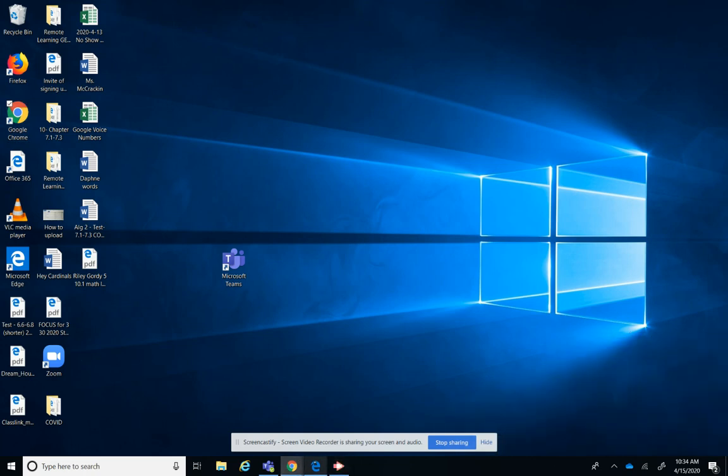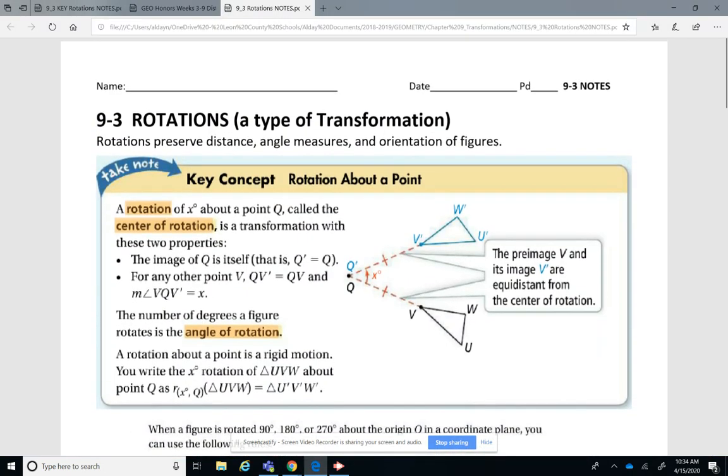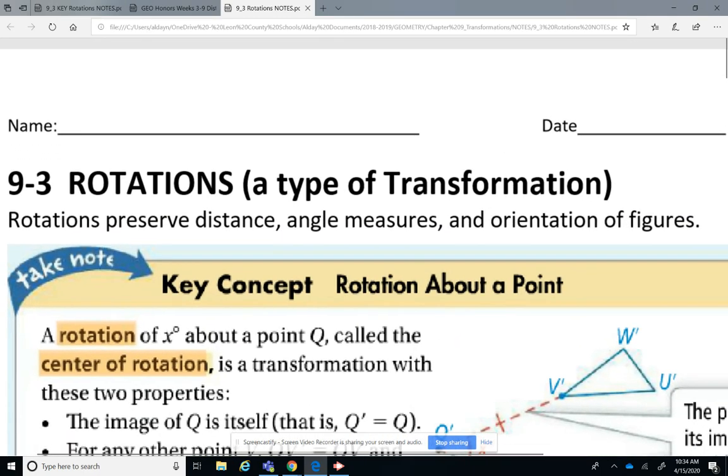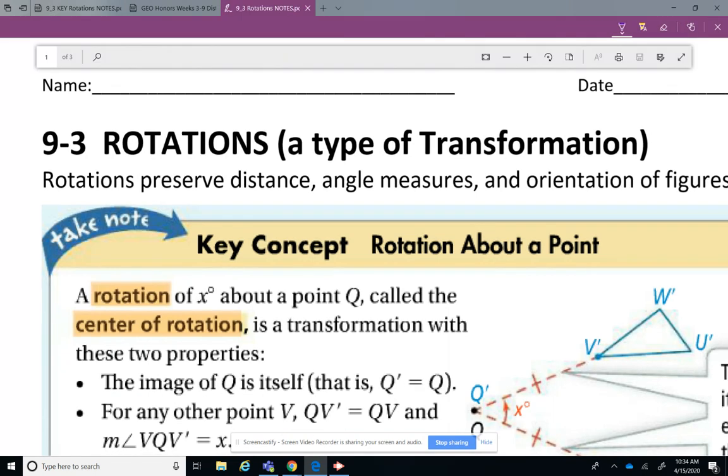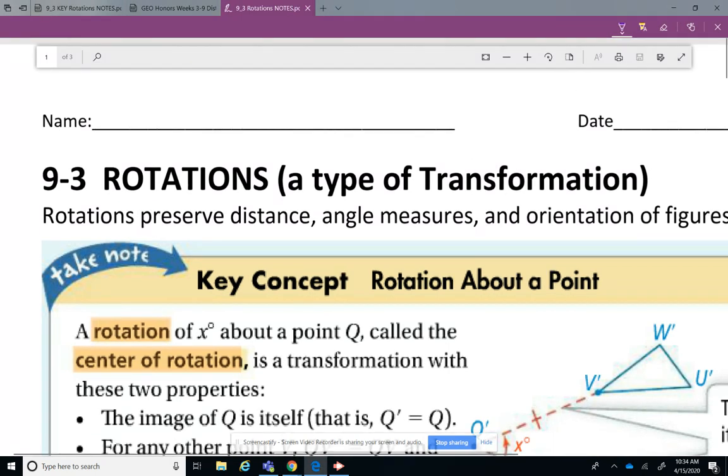We are going to start our new lesson today. So we're still in the transformation chapter 9, and this is day 3. We're doing 9-3 rotations today. Just to refresh your memory on what we've done so far: on the first day, we did translations.